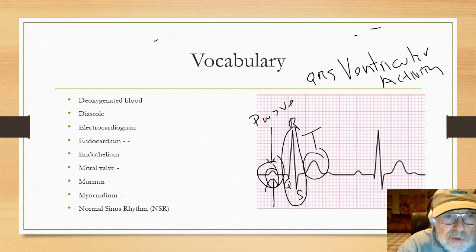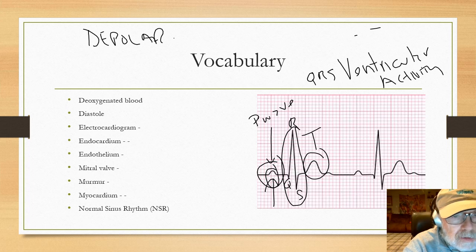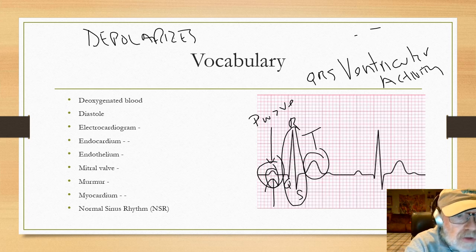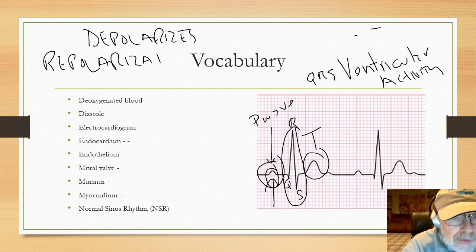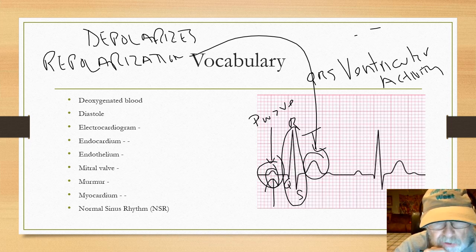Now, what happens is when electrical current goes through something, it depolarizes it, which means it changes its charge locations. But I have to get back to normal. Getting back to normal is called repolarization. And that T wave represents repolarization. It's the ventricles getting back to normal.